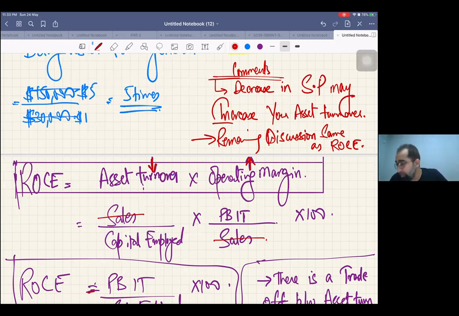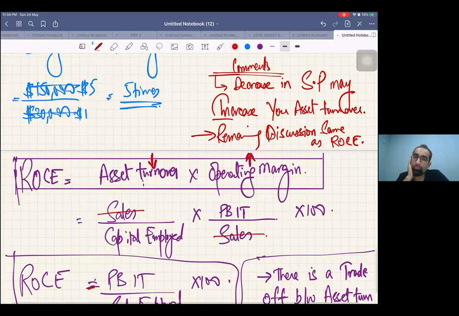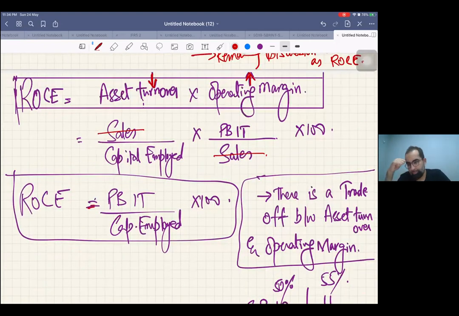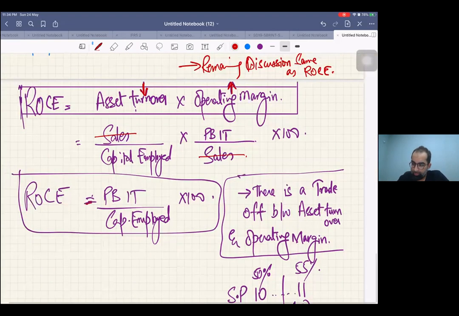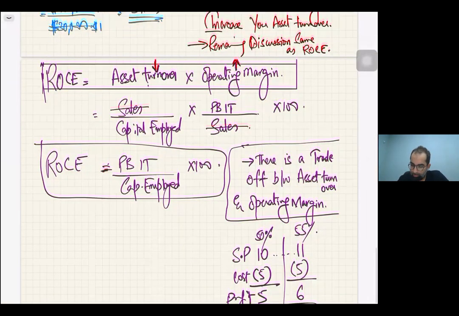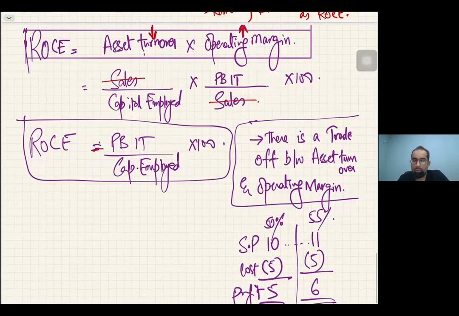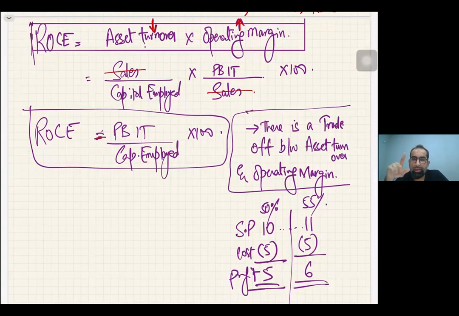If you want to increase your operating margins by increasing your selling price, you will have to decrease your asset turnover. So there is a give and take, and obviously vice versa. Look at here. Okay, so don't forget there is a trade-off between asset turnover and operating margin.